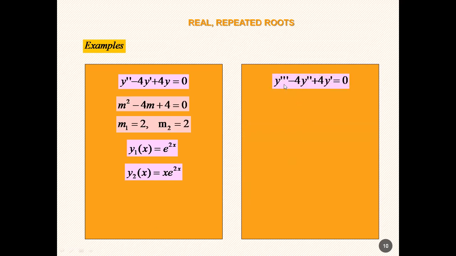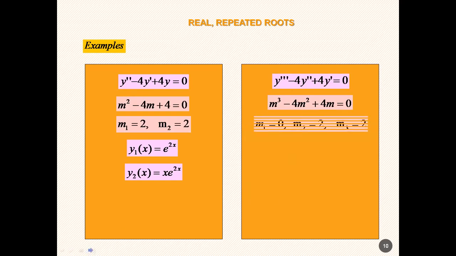Okay, another one of this. This is a third order derivative, so we expect 3 roots. This one is second order, so we expect 2. So if you write the characteristic equation, it would be something like this. If you do your algebra, your roots will be 0, 2, and 2. You factor out m first, and it would be multiplied to an expression like this on the first example.